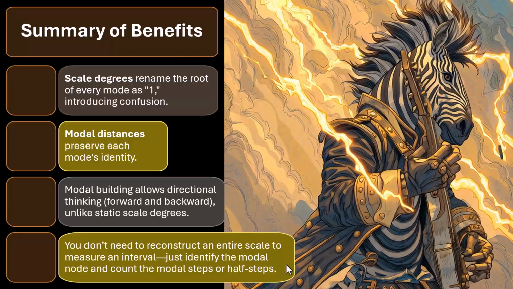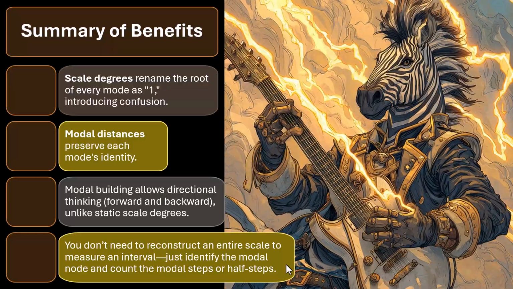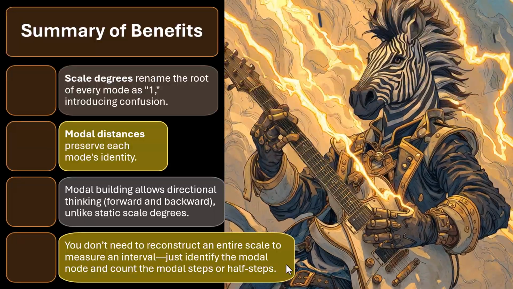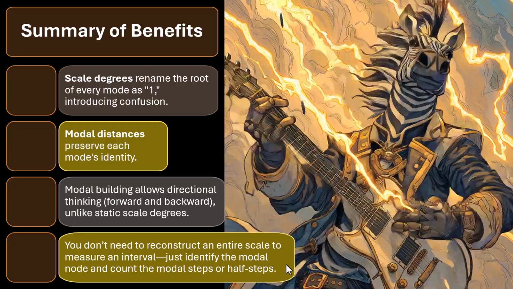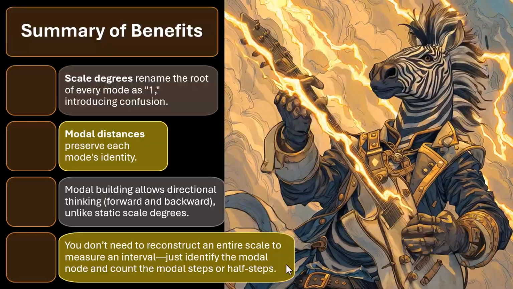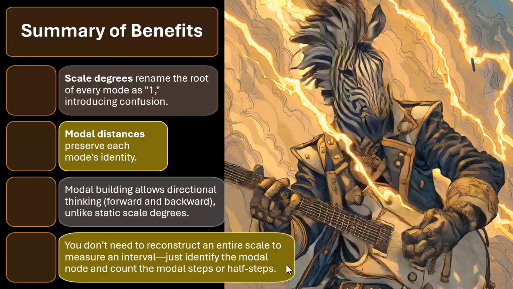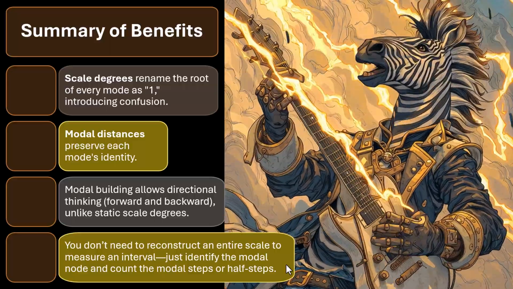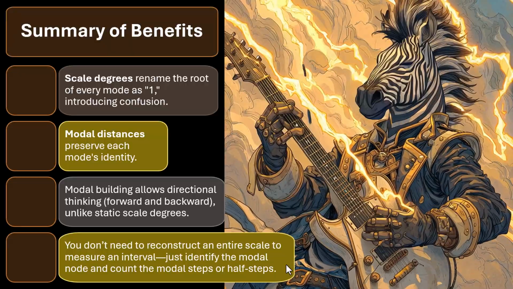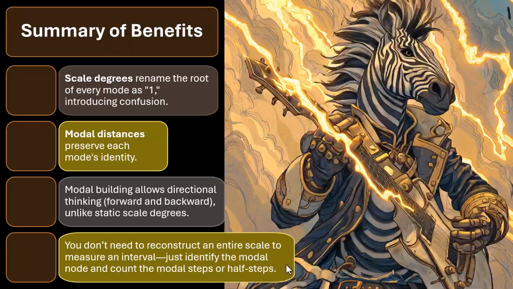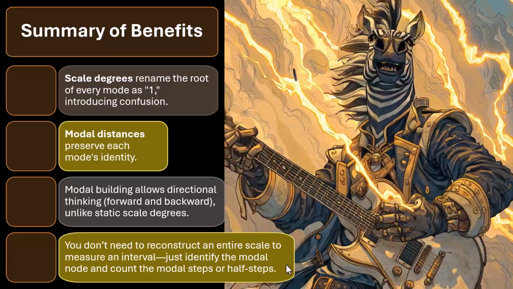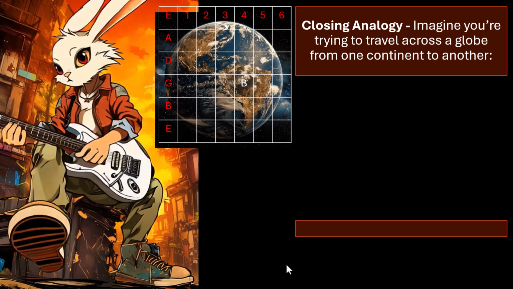You don't need to reconstruct an entire scale to measure an interval. Just identify the modal node and count the modal steps or half steps. In other words, if I'm in the Dorian mode, playing in Dorian, and then I'm building a chord off of a different node, like the Lydian node, because I'm going to a different chord, I shouldn't have to think about that other place as though it's a completely different set of notes, a different scale. And that's what you end up doing if you make it the 1, right? What you should be able to do is say, hey, I'm just on this different node and I'm building a chord, or a collection of notes, off of that point. And that'll allow you to still visualize more clearly that you're in the same collection of 7 notes.